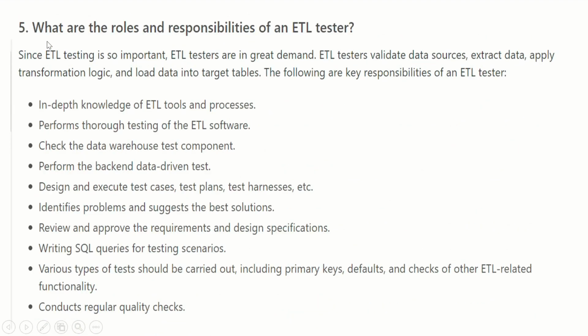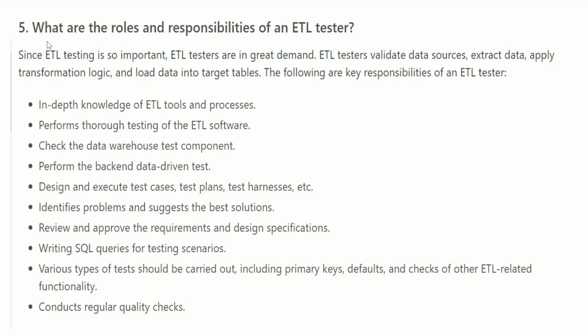Then the fifth question is, what are the roles and responsibilities of ETL testers? I already covered this question many times in almost all my videos. Again, I am repeating this question and answer because if you are watching this video, you must be familiar with it just by watching the video. Okay, so just go through this step.